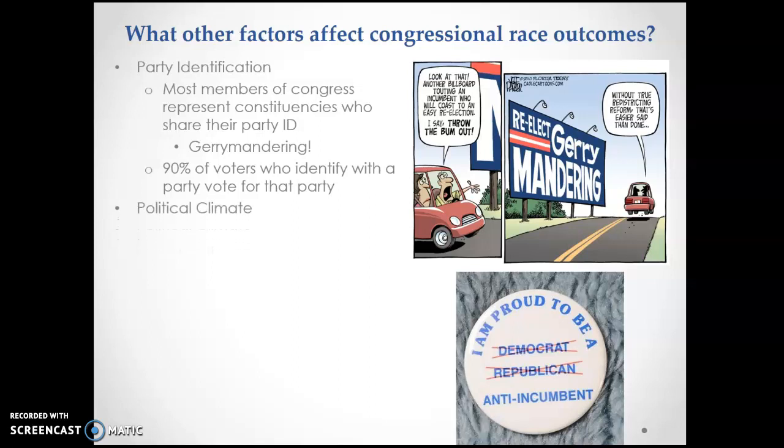The other thing that affects congressional race outcomes is political climate, right? And what I mean by that is, how is the nation doing? There have been numerous instances in United States history where presidents have won or lost not on their popularity for their policies or how they've done in the job, but they've won or lost based on what's going on in the country at that time.